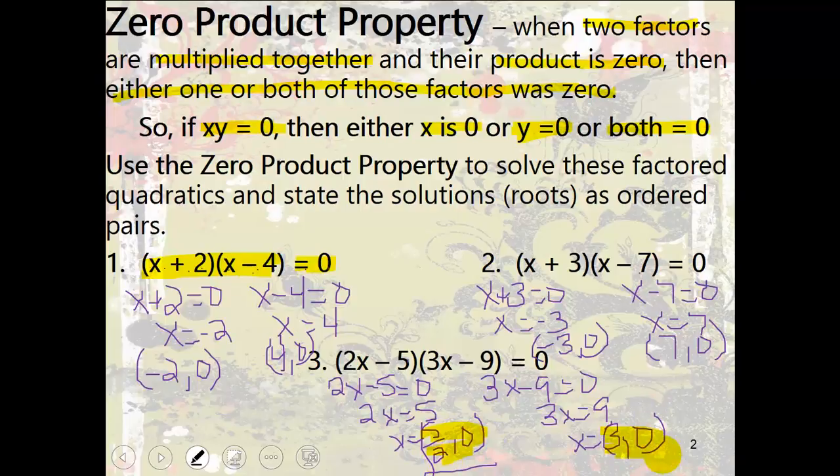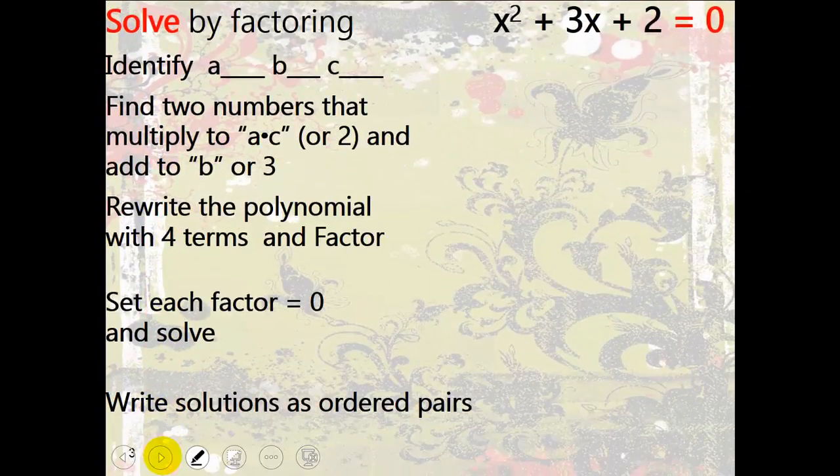Quadratics generally have two solutions unless the vertex is on the x-axis, and then you get what's called a double root. So now we can solve by factoring. First, we're going to factor everything, and then we're going to take each of those factors and set it equal to 0 and solve.